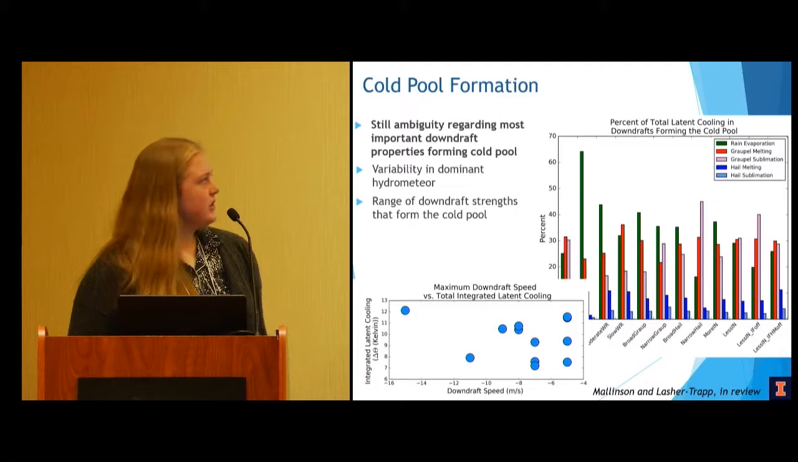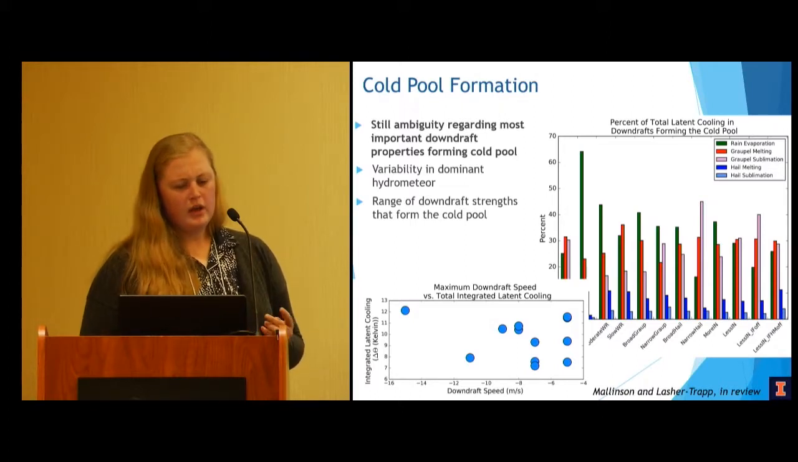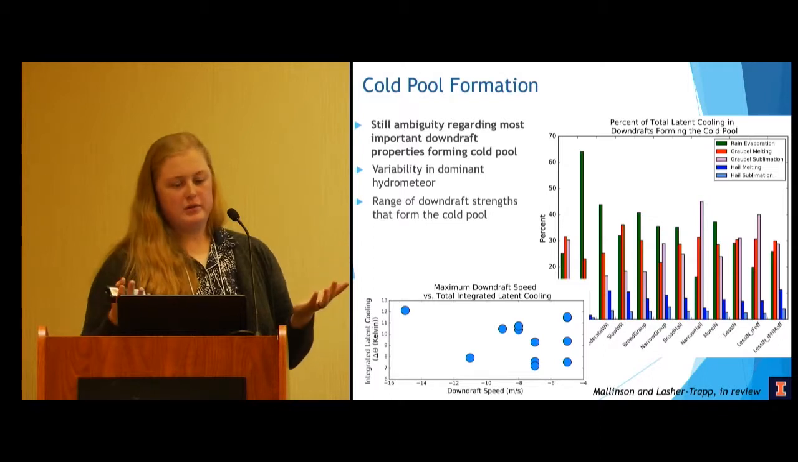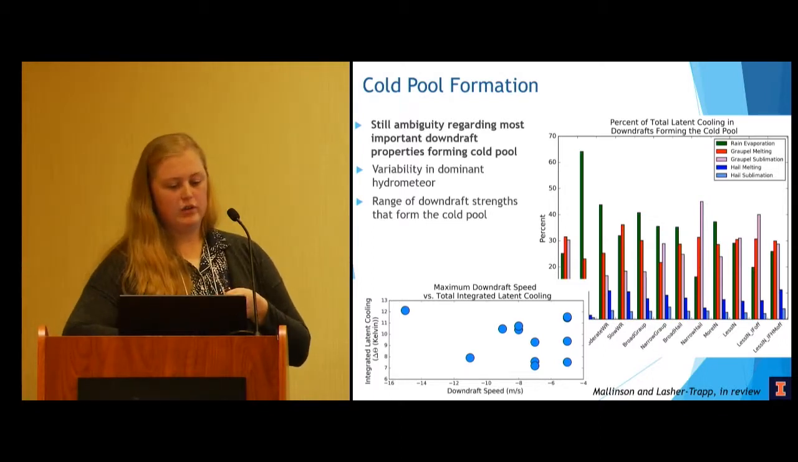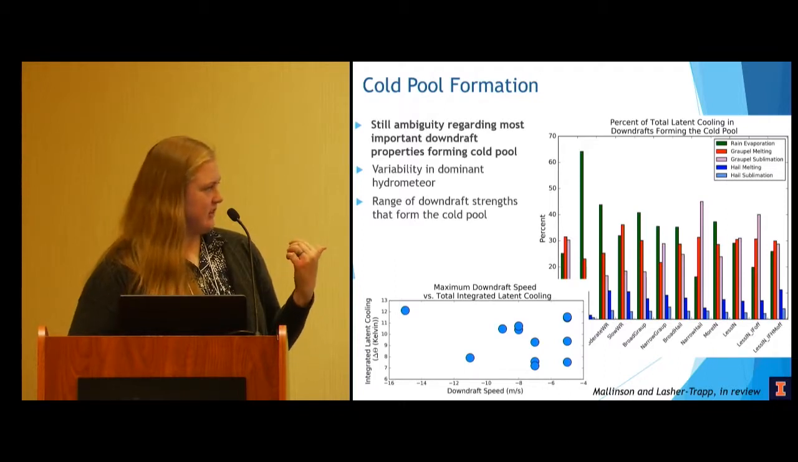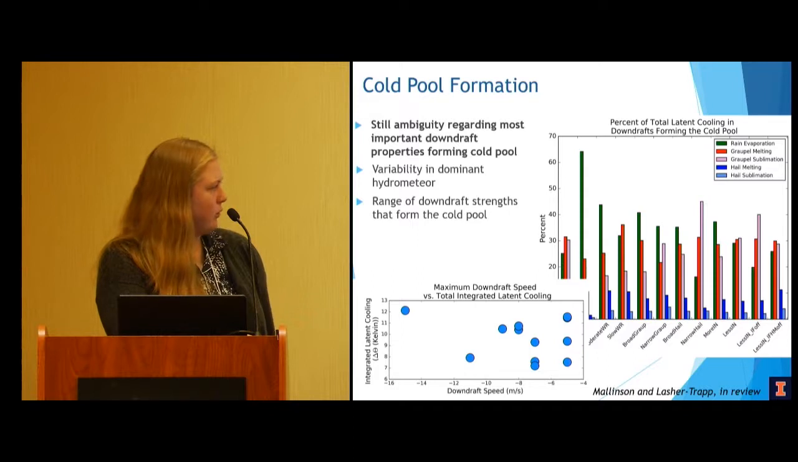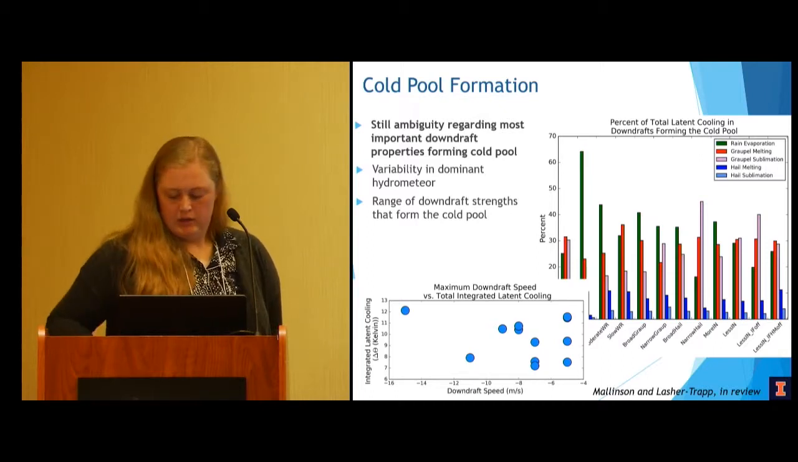And we also have discovered that there's a range of downdraft strengths that form the cold pool. The theoretical model that I think most people have is that the strongest downdrafts have the most latent cooling, and those are the ones that form the cold pool. But we see from this that that's not necessarily the case. Even with the weakest downdrafts at 5 meters per second that form the cold pool, there's quite a range of latent cooling occurring within those.